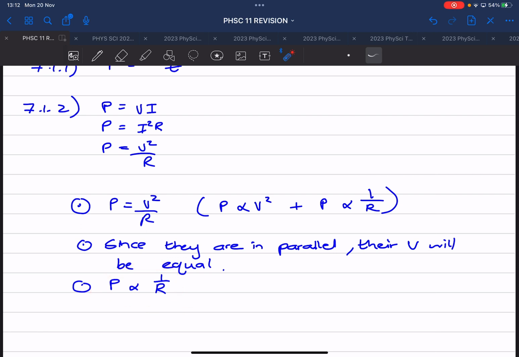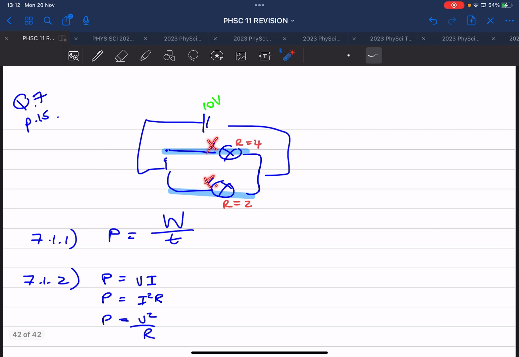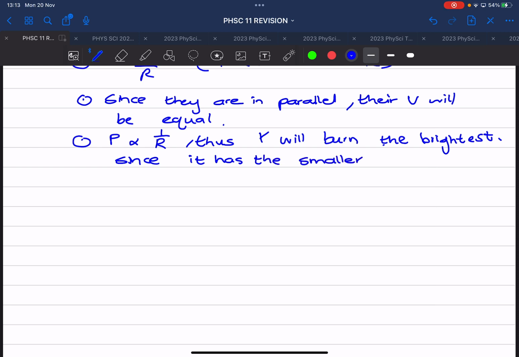Dan gaan ons check, wat is die vraag was? Watter een brand die helderste? Which one burns the brightest? So wat een sal dit wees, X of Y? It will be Y. Why? Because the resistance is the smallest. Okay? So jy gaan sê, thus Y will burn or glow, or whatever, the brightest, will burn the brightest since it has the smaller resistance.